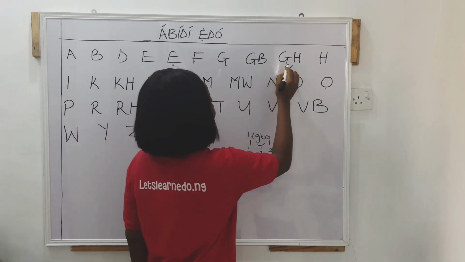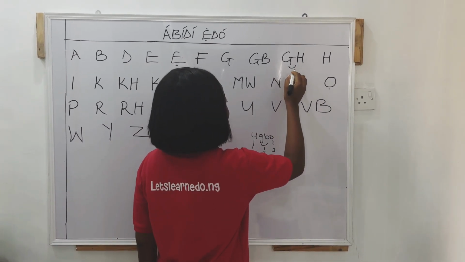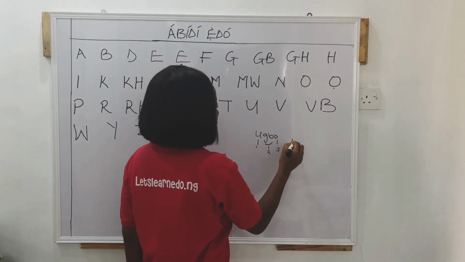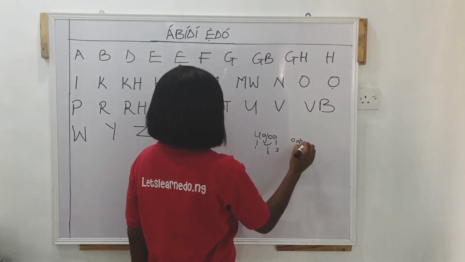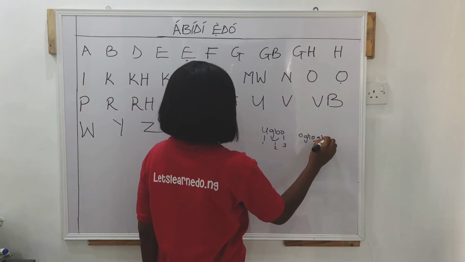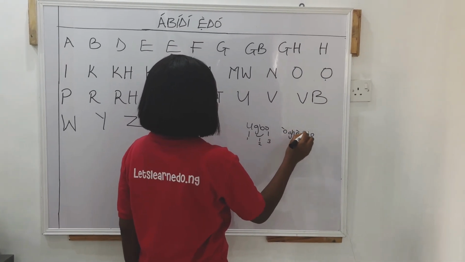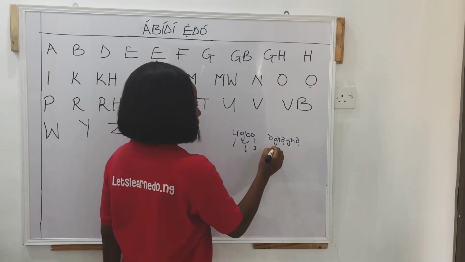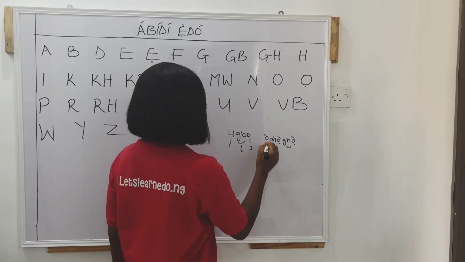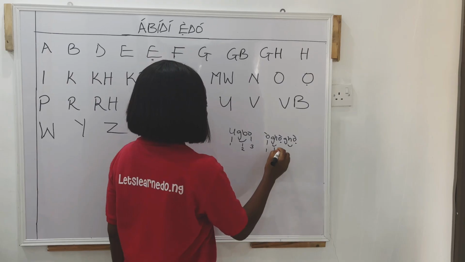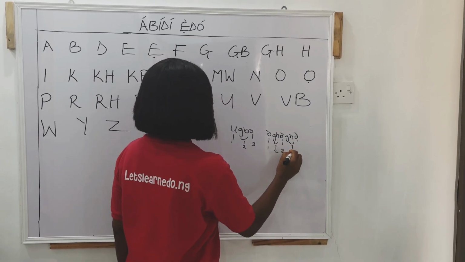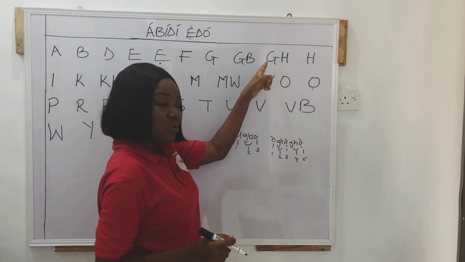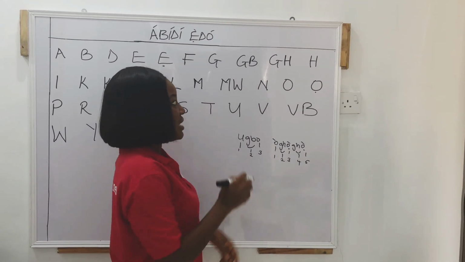Now the next letter is R. We have this in O. This means joy. So if you're going to count the letters here, we have 1, 2, 3, 4, 5. Because it is a double consonant and you cannot separate it in a word.